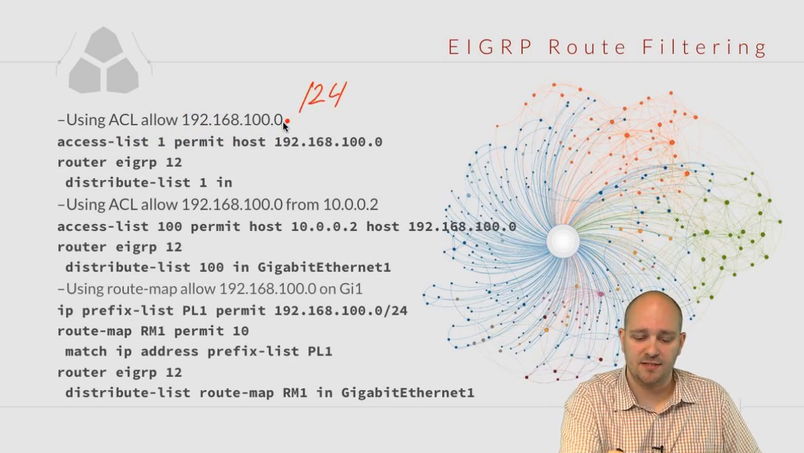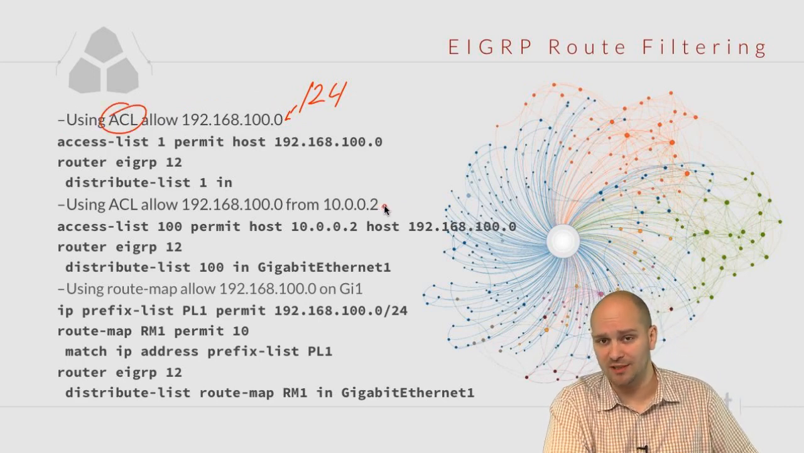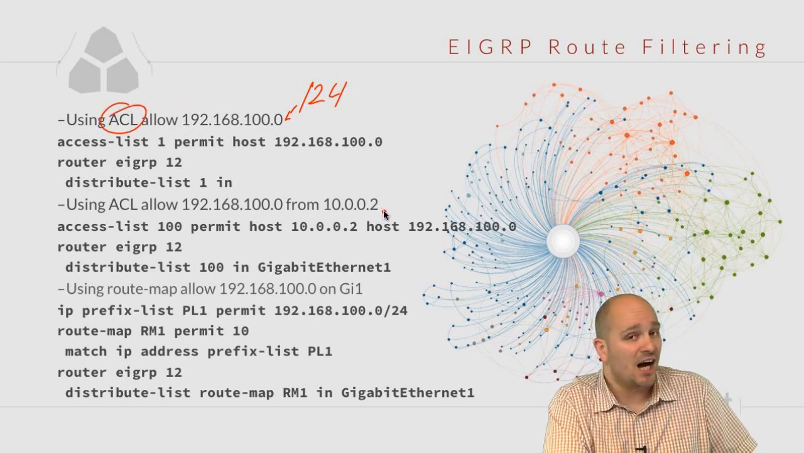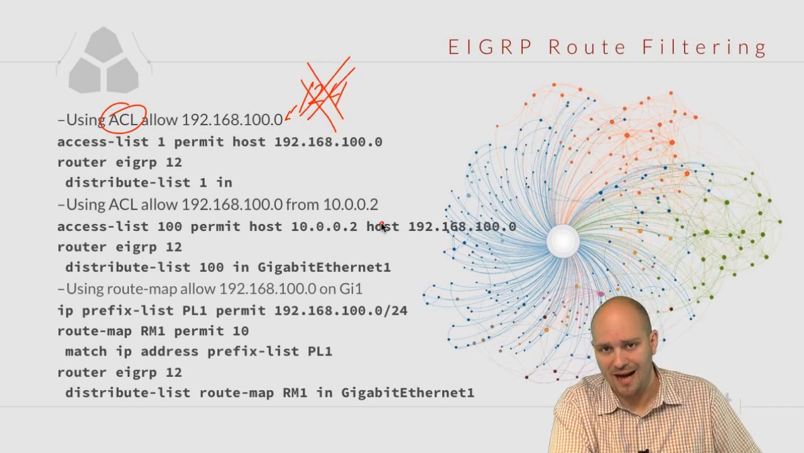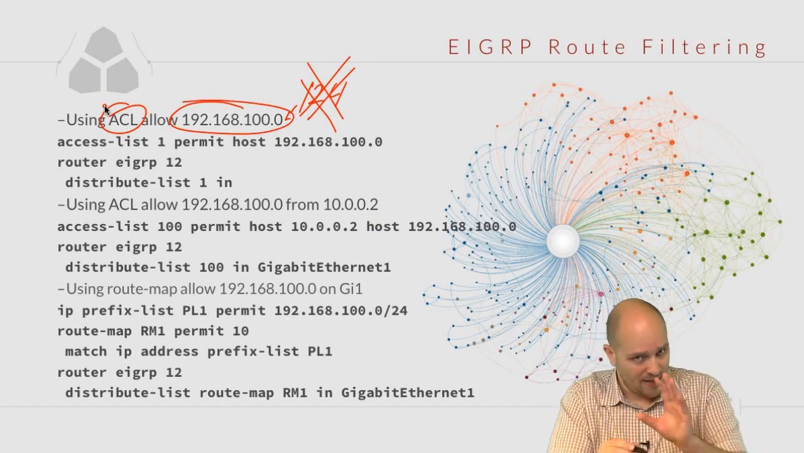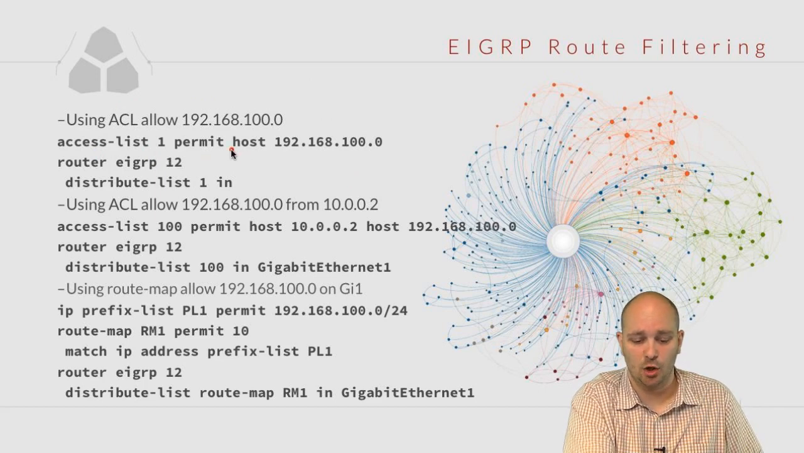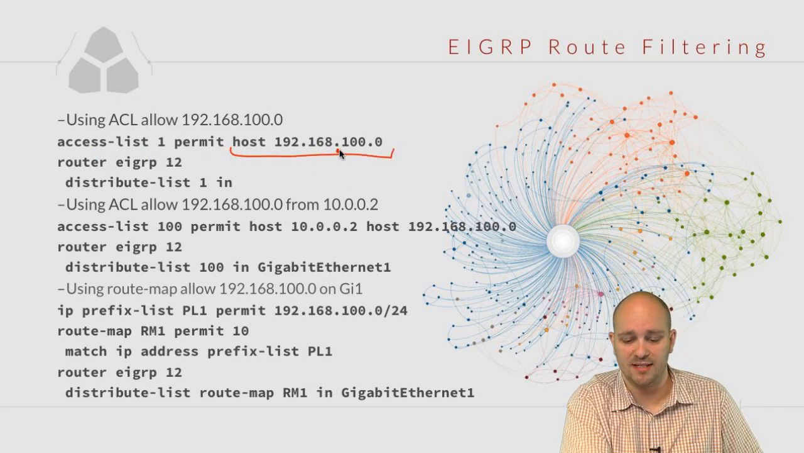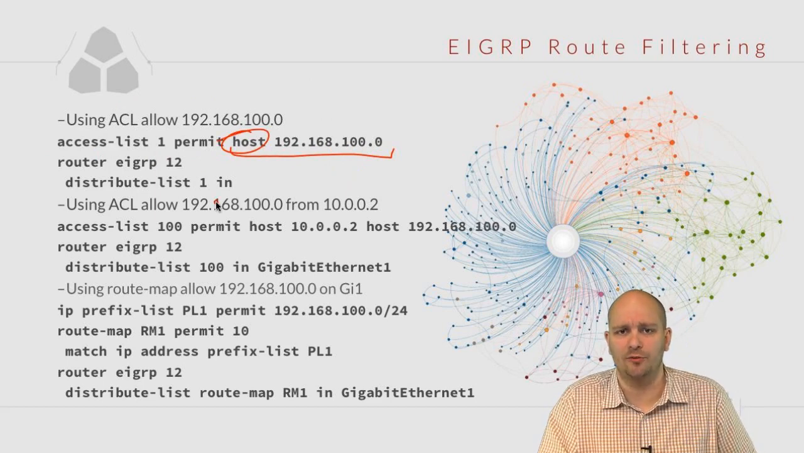There is an absence of /24 here, because with access lists, when you are using them with distribute lists in EIGRP, unfortunately, there is no way to match the mask. The only thing that you can match is the route here. I'll explain that. So here I have the access list 1 permit host 192.168.100. Why host when I want to allow a network?